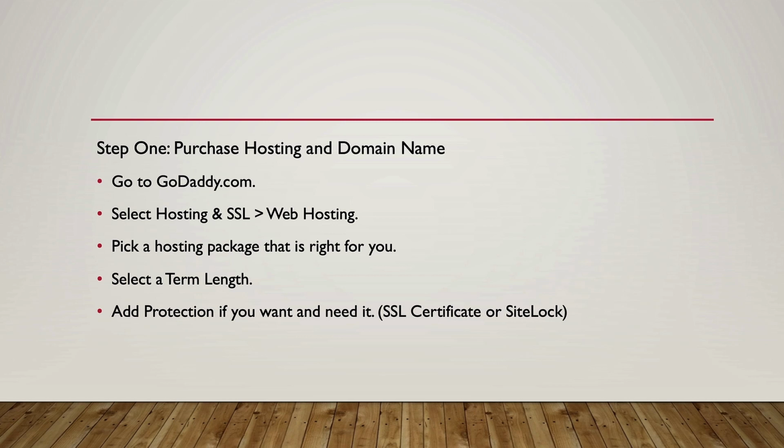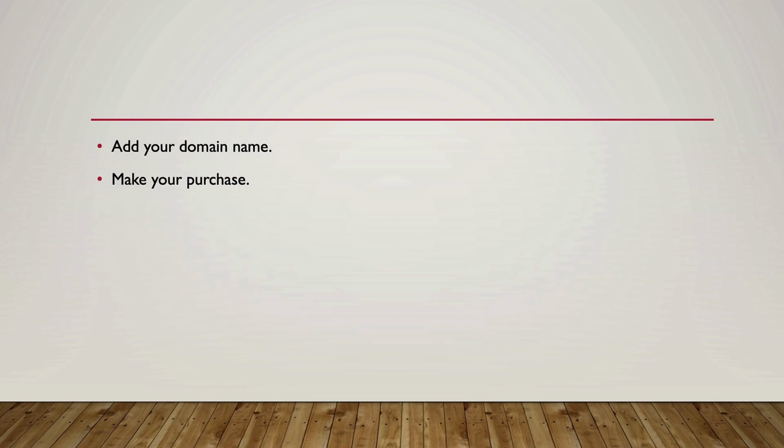After that, add protection if you want. Protection, in case you want an SSL certificate or a site lock, is completely up to you. And then you have to add your domain name, because you need a domain name. That's very important, and you have to make sure that your domain name is available. After checking the availability, you add the domain name. And then finally, after all the things are in your cart, you have to purchase it.